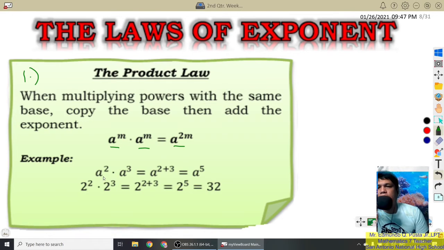Or simply, to illustrate, a squared times a cubed is equal to a raised to 2 plus 3, provided that the bases are the same. So it should be the bases that are the same. Since the bases are the same, you can add the exponents. 2 plus 3 is 5, so we have a raised to 5.